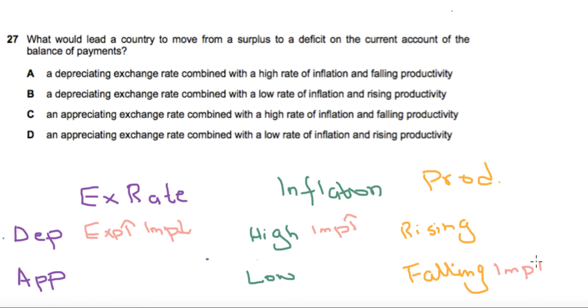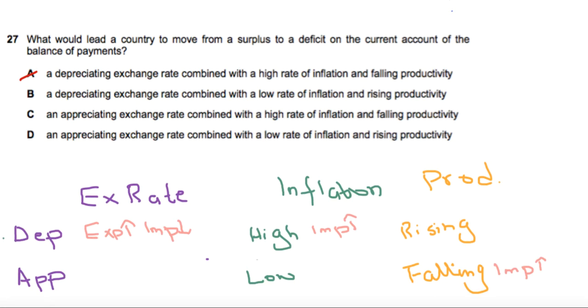Now it is not clear what the net effect of all of these changes would be, because under a depreciating exchange rate, exports go up. Exports are going up here, and imports are going up here, and we are not sure what the net effect is, so we cannot be certain. We have to rule out option A.